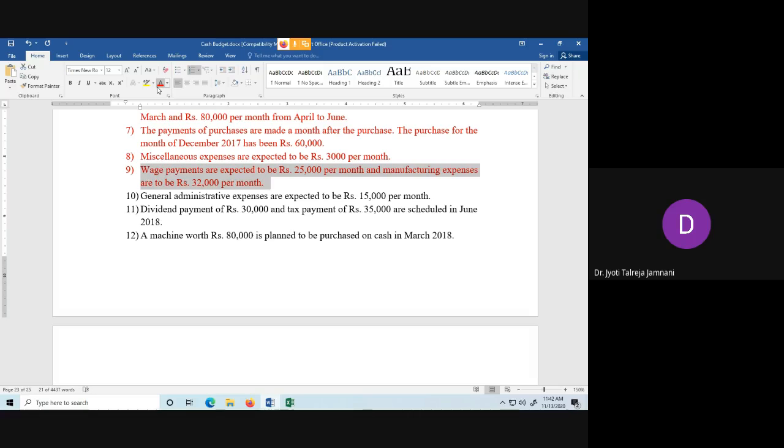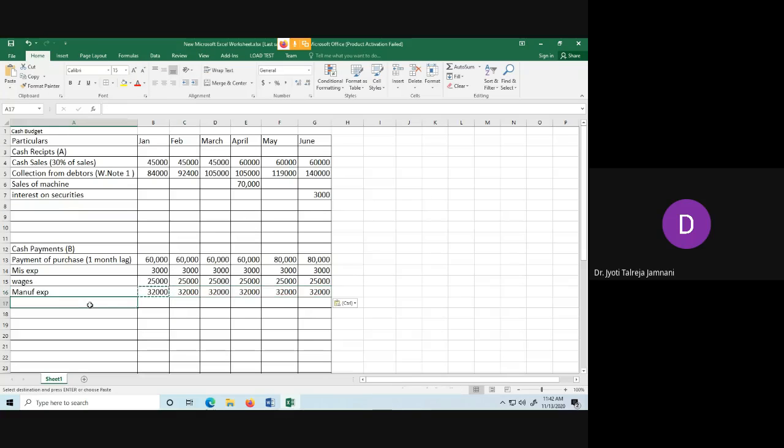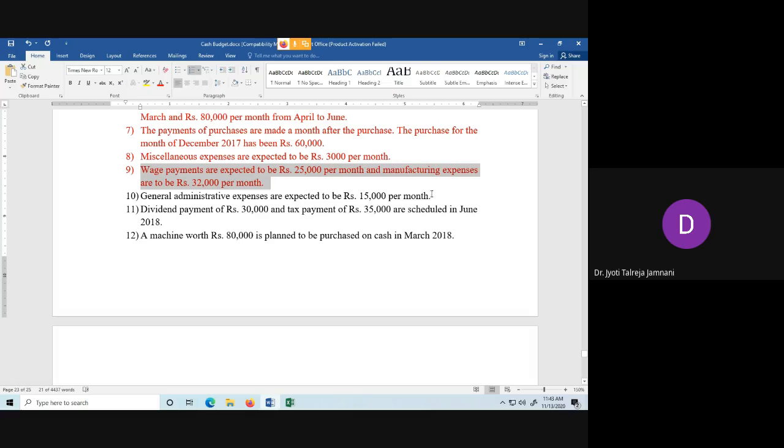Next, general administrative expenses are expected to be 15,000 per month. So we'll record here admin expenses, 15,000 per month. Finish with the admin expenses as well.